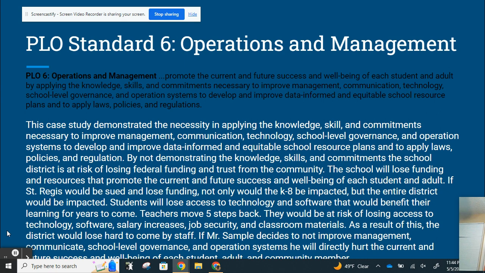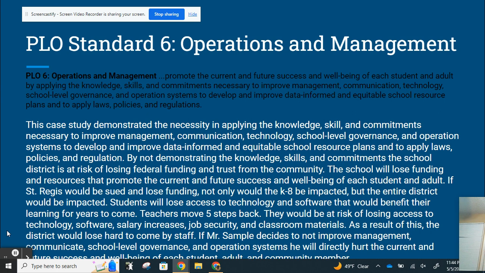The school will lose funding and resources that promote current and future success and well-being of each student and adult. If St. Regis would be sued and lose funding, not only would the K-8 be impacted, but the entire district would be impacted. Students will lose access to technology software that would benefit their learning for years to come. Teachers will move 5 steps back. They will be at risk of losing access to technology, software, salary increases, job security, and classroom materials.